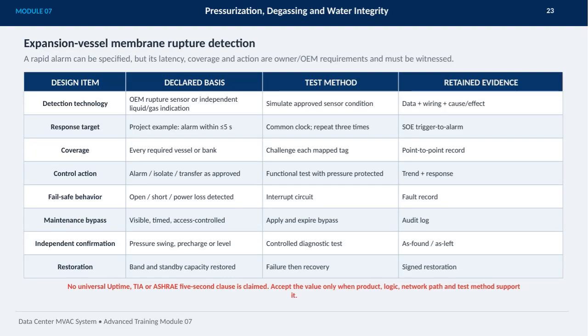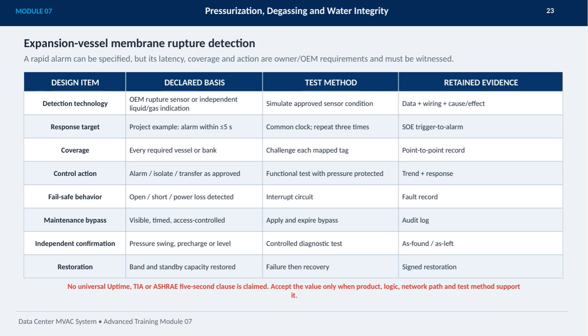On this slide, we're focusing on expansion vessel membrane rupture detection, a critical aspect of pressurization and water integrity in MVAC systems. Rapid alarm response is essential, but the exact latency, coverage, and required actions depend on specific owner or OEM requirements and must be verified through witnessing.